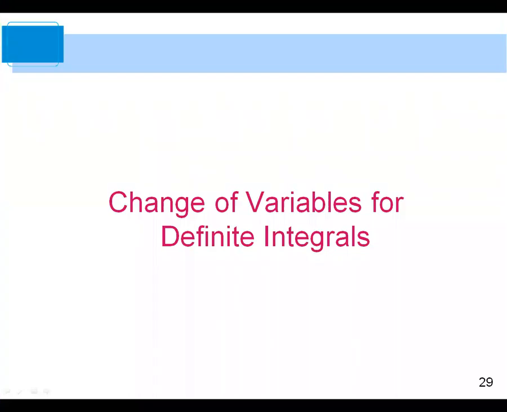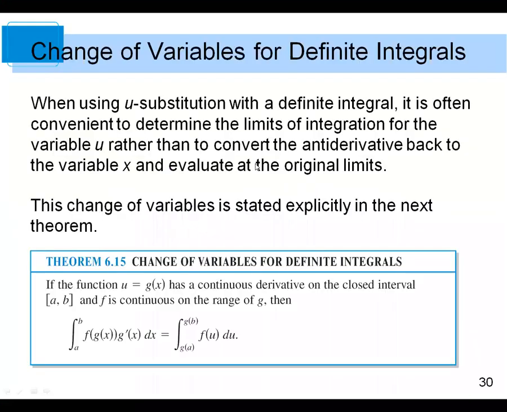Okay, so now we're going to talk about what to do when you have some definite integrals happening in your problems. So when using u substitution with a definite integral, it is often convenient to determine the limits of integration for the variable u rather than to convert the antiderivative back to the variable x and evaluate it at the original limits. This change of variables is stated explicitly in the next theorem.